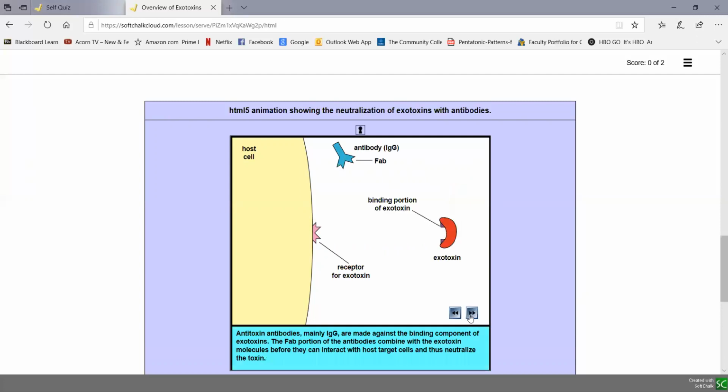So a defense against that is that if we can make antibodies, typically immunoglobulin G, where the FAB, or antigen binding fragment, of the antibody fits the binding site, then the antibody will bind to the binding part of the exotoxin, as we see here, before the exotoxin can bind to our cells, and that prevents the exotoxin from ever binding, and if it can't bind, it can't cause harm. So these wind up neutralizing the exotoxin.